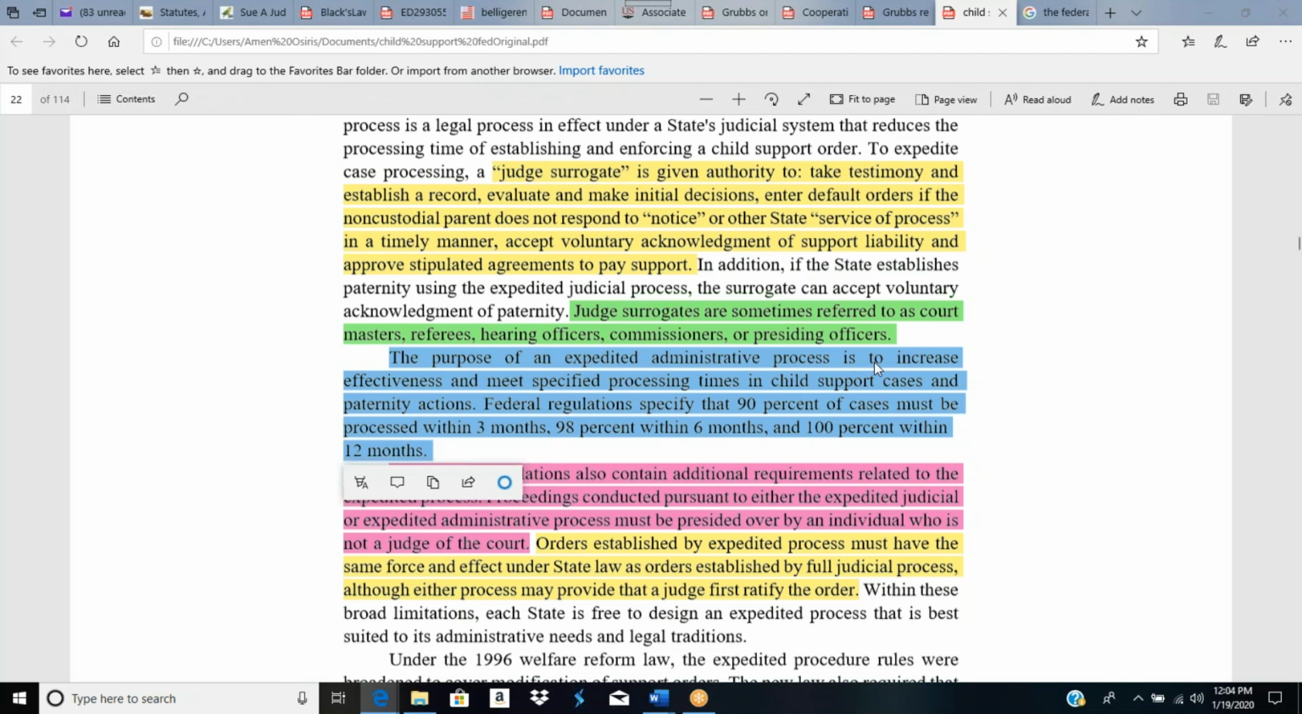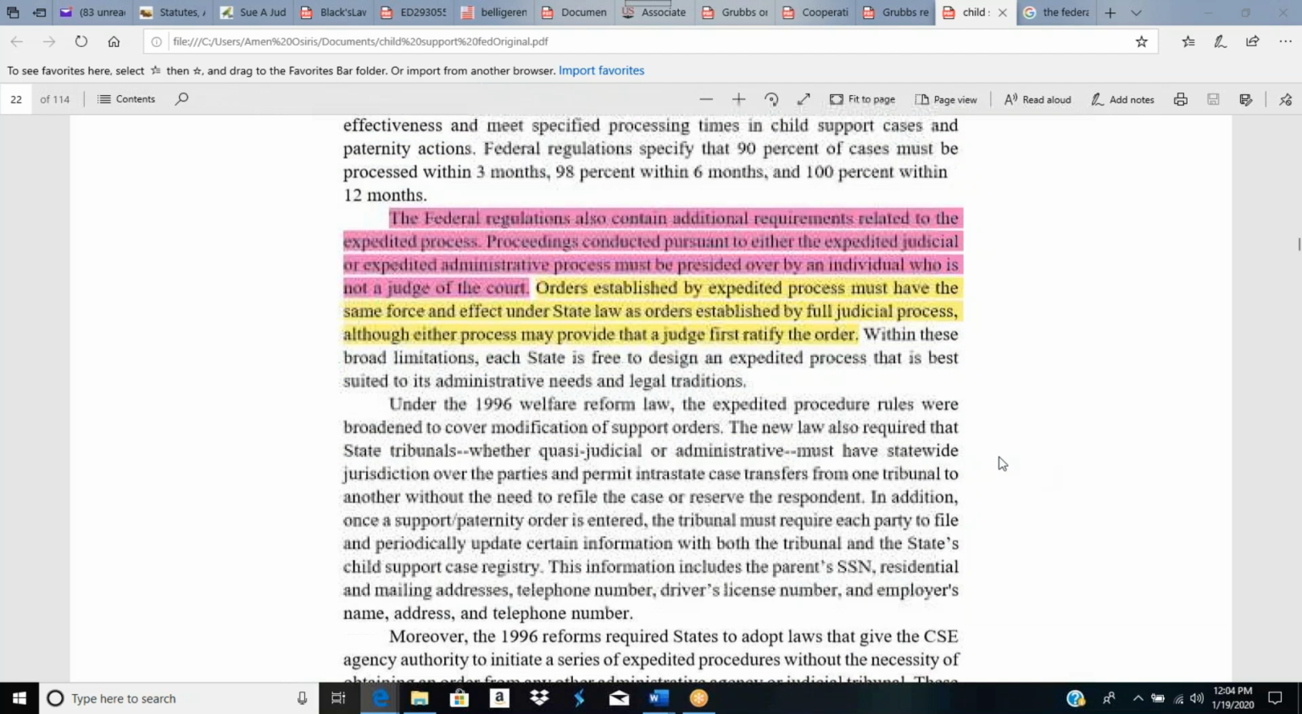The purpose of an administrative process, remember, it's not judicial; it's administrative, and it's done by a judge surrogate, is to increase effectiveness and meet specific time frames, specified processing times in child support cases and paternity actions. Now, did you hear that? Federal regulations specify that 90% of the cases must be processed within 3 months, 98% within 6 months, and 100% within 12 months.